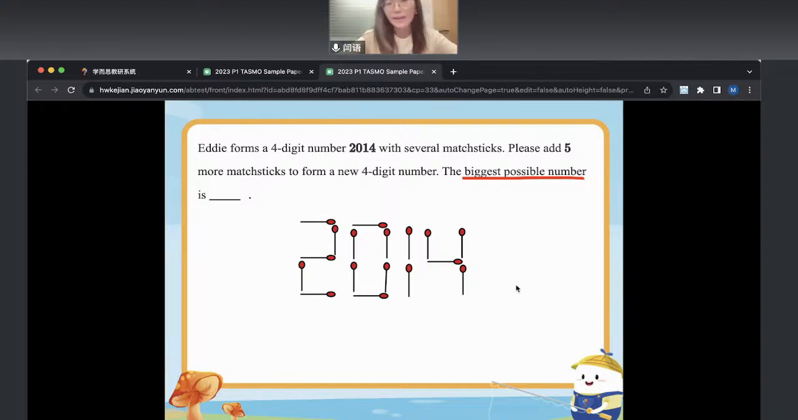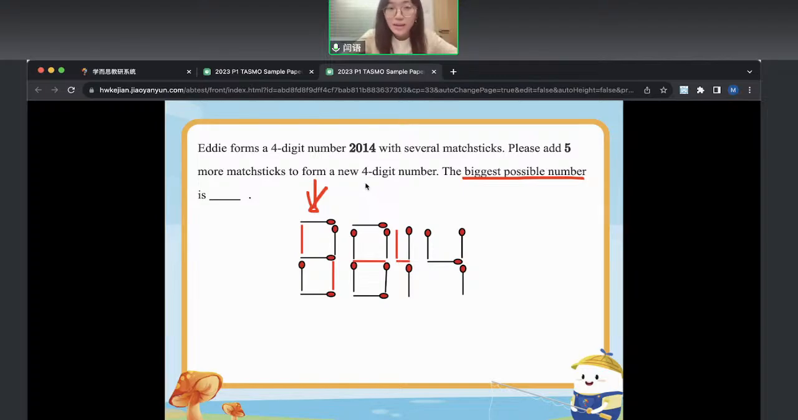Okay, so here everyone, let's have a look. It should be 8,844. So here you can see we have 1, 2, 3, 4, 5, right? Please add 5 more matchsticks to form a new 4-digit number. So here you see, in order to make sure that the number is the biggest, you need to make sure that the digit in the highest place is as big as possible. So you can try 9, and then try 8, and then try 7, 6, 5, 4, 3, 2, 1, right? Do remember that for the highest place, try to make sure it is as big as possible.